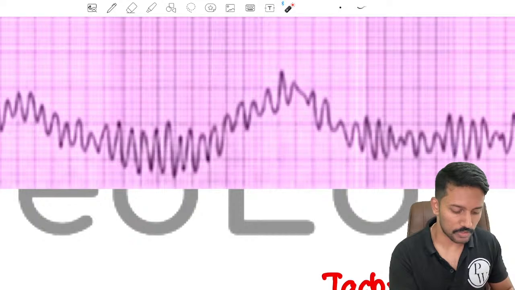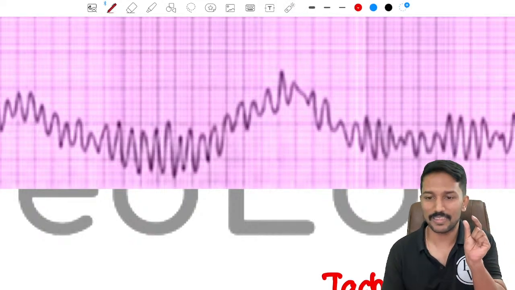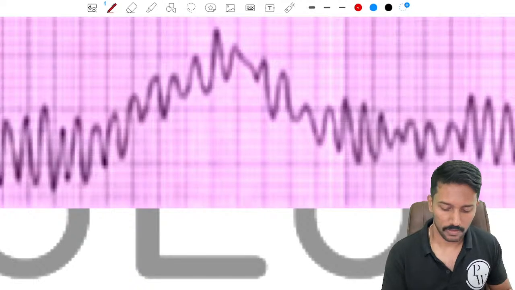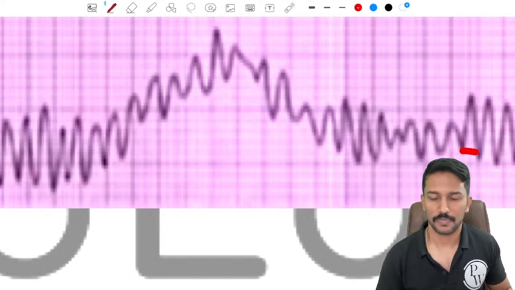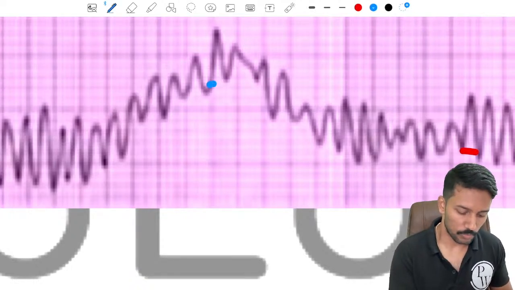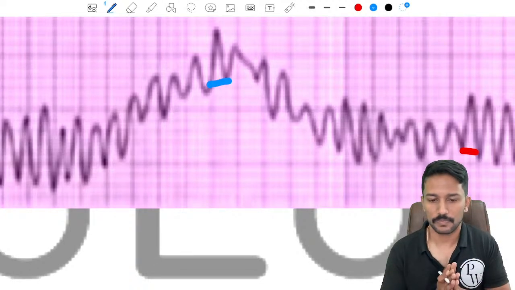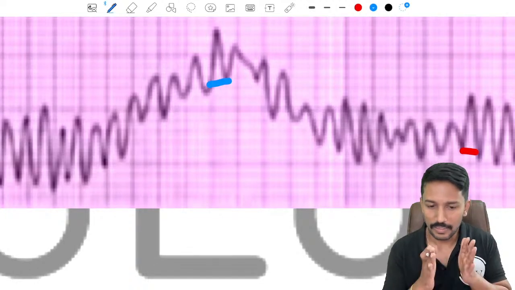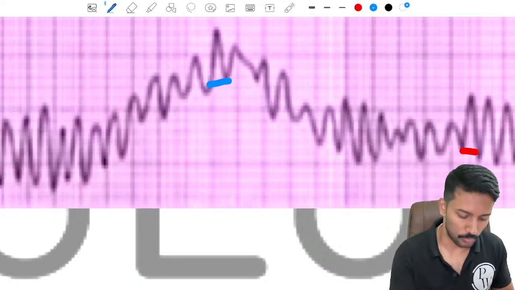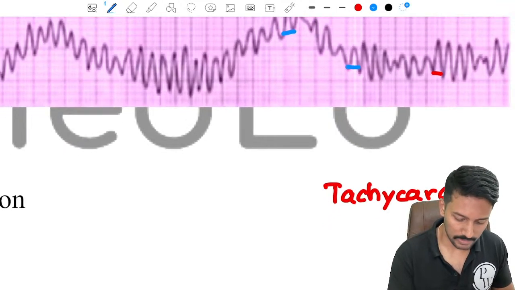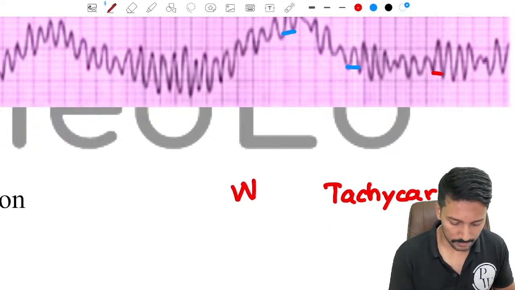What is the normal QRS duration? Normal QRS duration should be less than 3 small squares, right? Here, is it less than 3 or more than 3? This is one QRS complex, right? This is one more QRS complex. So is it less than 3 small squares or more than 3? It's almost like 4. So when it is more than 3, it is a wide complex tachycardia.